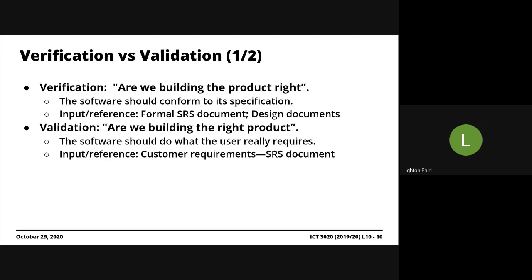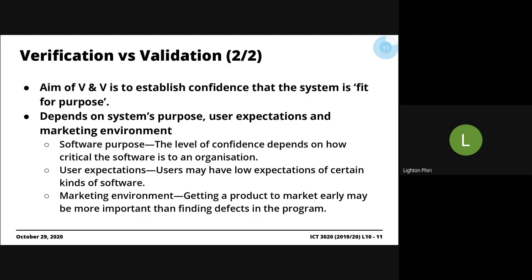In the case of validation, your input is just the customer requirements, which you can find in the SRS document. This is where you'll find specifics of what sort of system you should be building, what sort of features you should exhibit. I hope that's clear. Very subtle difference, but important nonetheless. The aim of this V&V process is to establish the confidence that the system is fit for its intended purpose, to ascertain that what you're building is actually going to do what the customers or clients expect it to do.